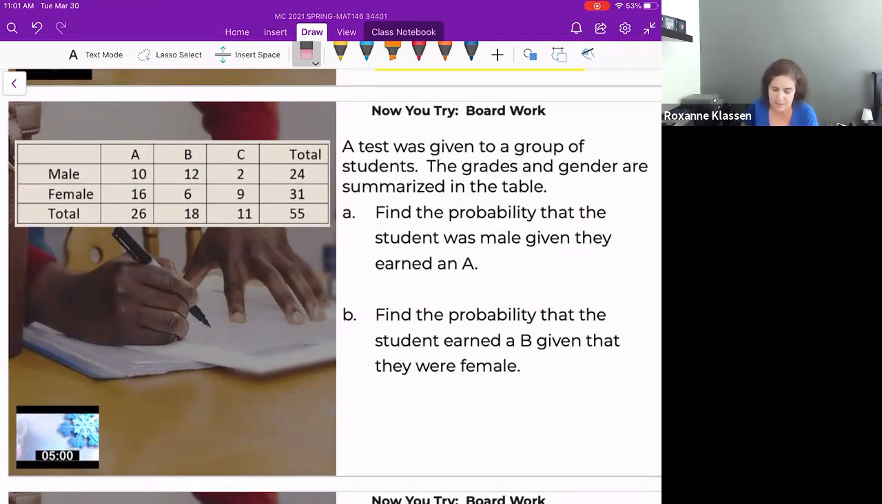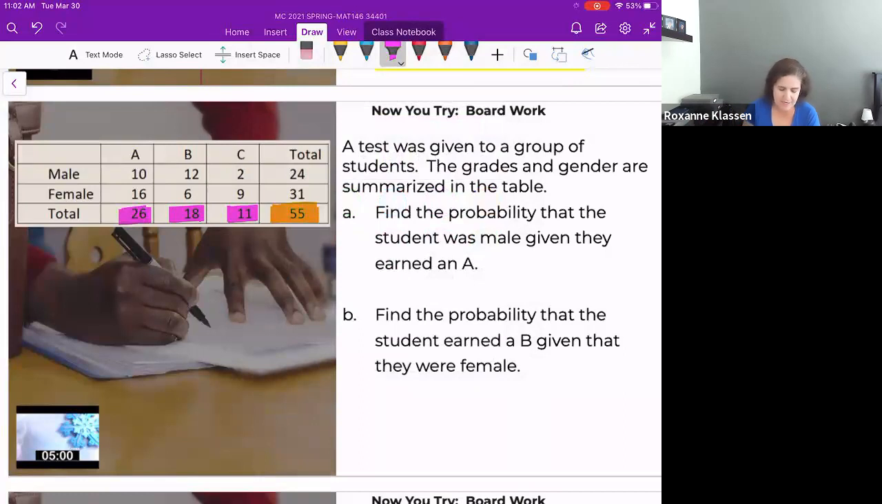So first, let's make sense of our table. There were a total of 55 students who took this test. Do you see that 55? And their grade distributions are vertical, so A, B, or C. So 26 people got an A, 18 people got a B, and 11 people got a C. So if I add up those three numbers, I'm going to get to 55.